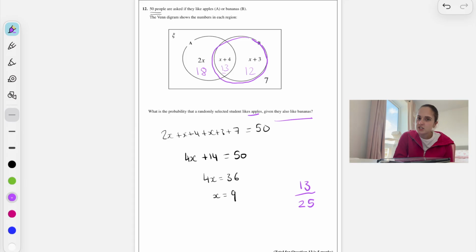So that's everything I have for this video. So that was quite a long one because there's quite a lot of different questions you can get asked on Venn diagrams, but I hope you found that useful.